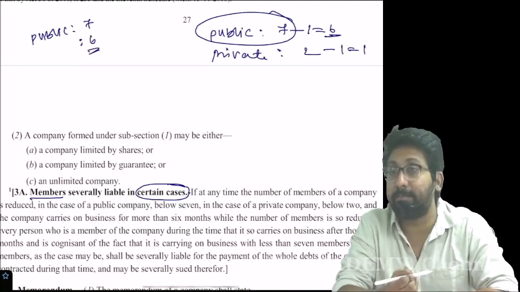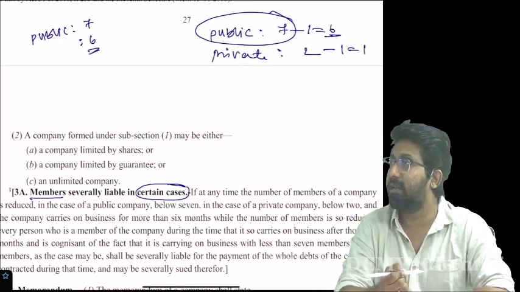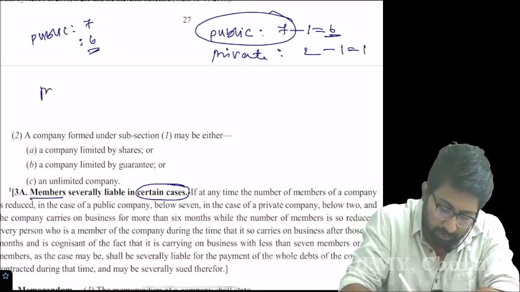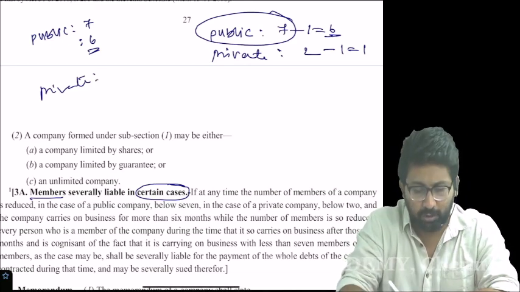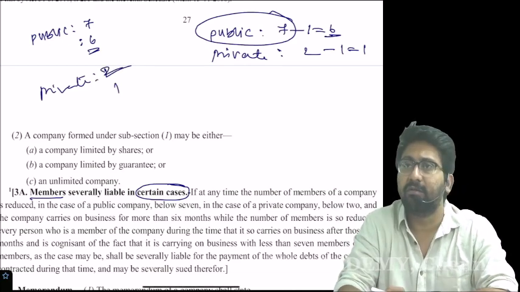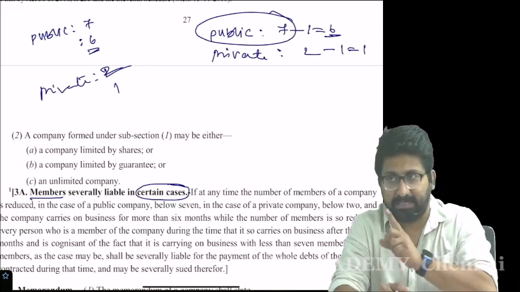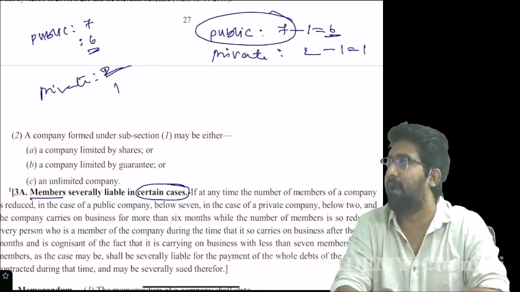Six will be called as a public company? No. Very good. Next, private company, how many are required? Two. But it became how much? One. With one person, we can call it as a private company.